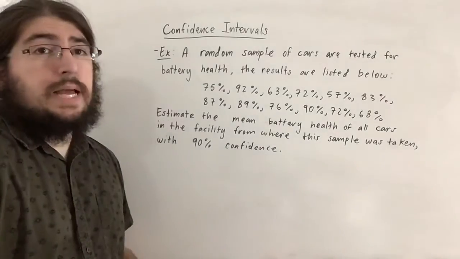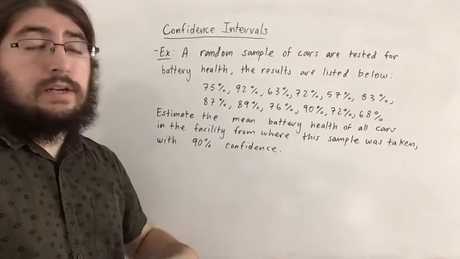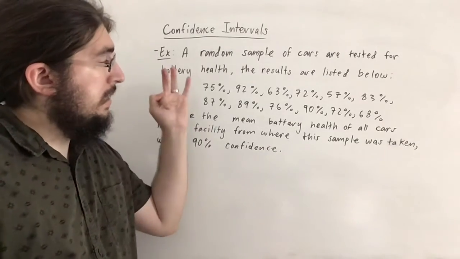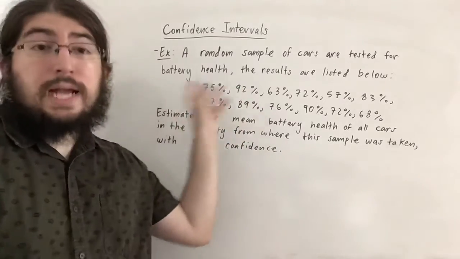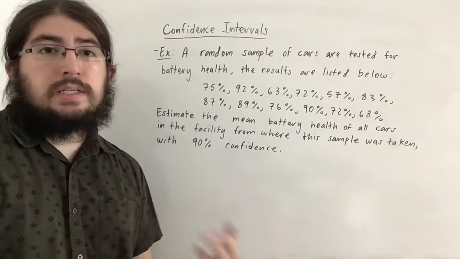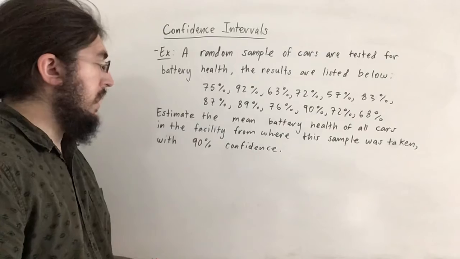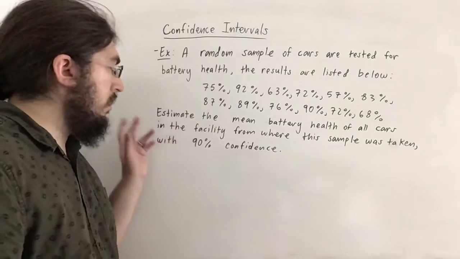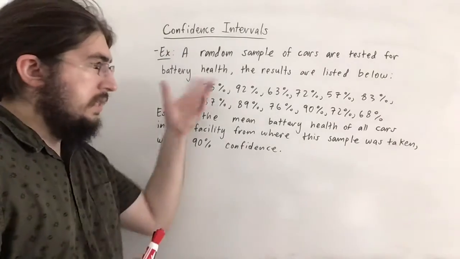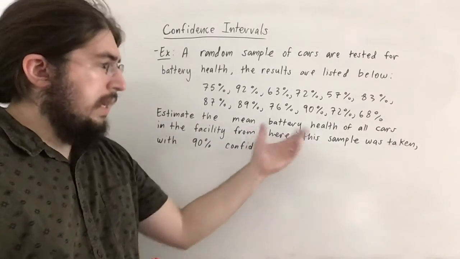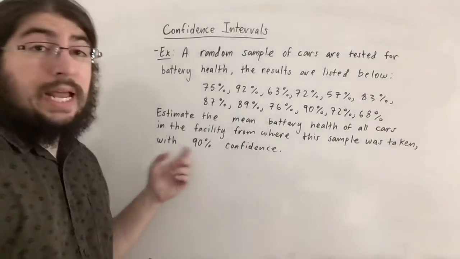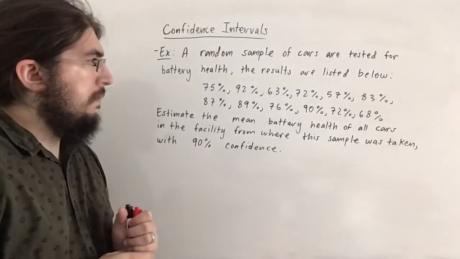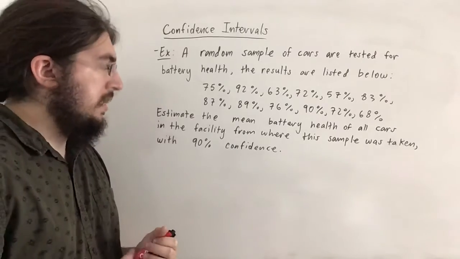All right, so now for this example, we're given a random sample of cars that are tested for battery health in a certain facility. And it says that the results are given below. So we actually have the values at this time, not just the sample mean like the previous problem gave us. And we're asked to estimate the mean battery health of all cars in this facility, where the sample was taken, with a 90% confidence level. So now, how do we proceed?